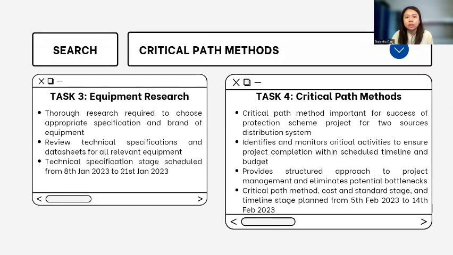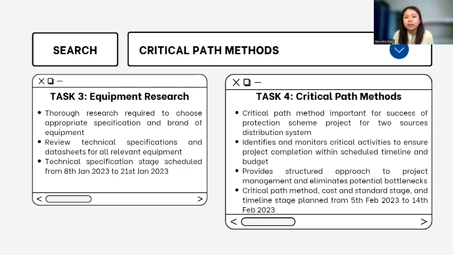And task 3 is equipment research. Thorough research is required to choose appropriate specification and brand of equipment. We have done a lot of review of technical specifications and data sheets for all relevant equipment, from generator, transformer, circuit breaker, and so on. The technical specification stage is scheduled from 8th of January until 21st of January.